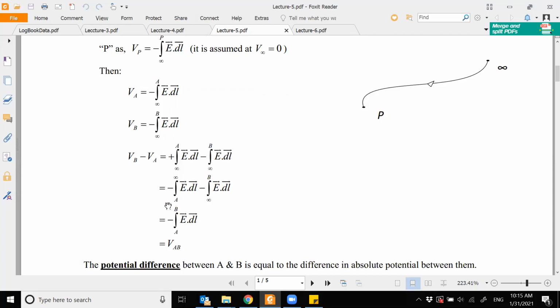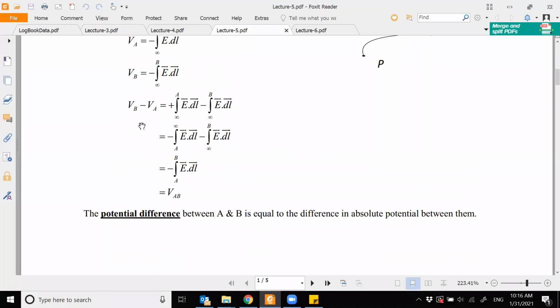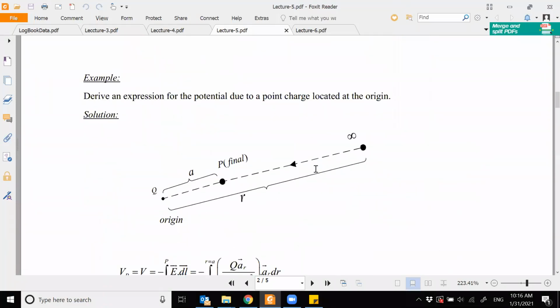And what is this minus integral A to B E bar dot dl bar? It is the potential difference between point A and point B. So the potential difference between point A and point B is nothing but the potential at point B minus the potential at point A, or the absolute potential at point B minus the absolute potential at point A. And this is what we have used in our circuit theory: VAB is equal to VB minus VA. So this is what it is saying.